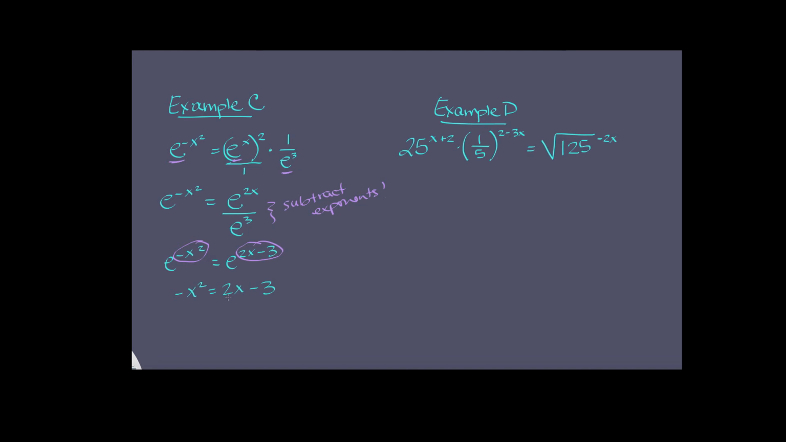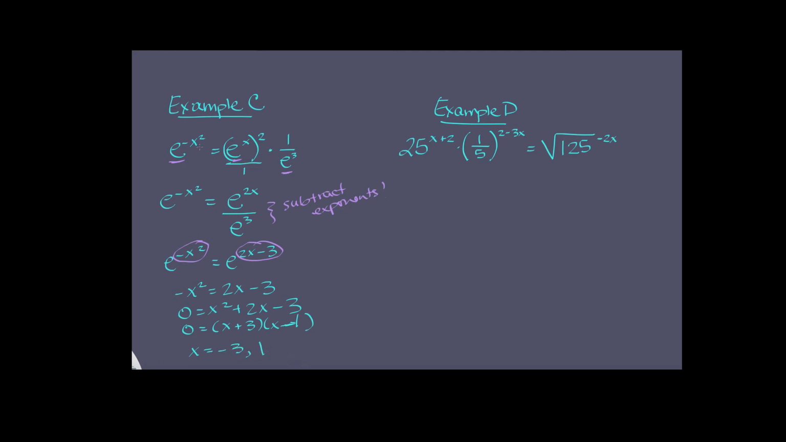I'm going to bring the negative x squared to the right side of the equation just so that I can deal with a positive x squared instead of a negative x squared. Factor. Oops, x minus 1. And x can either be negative 3 or 1.